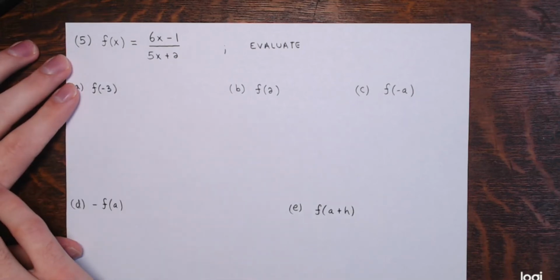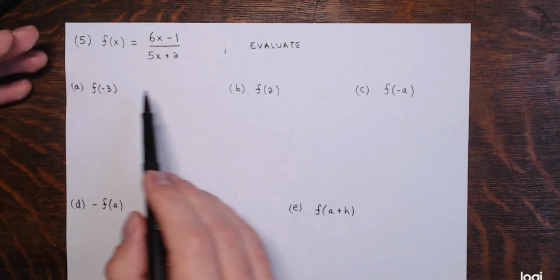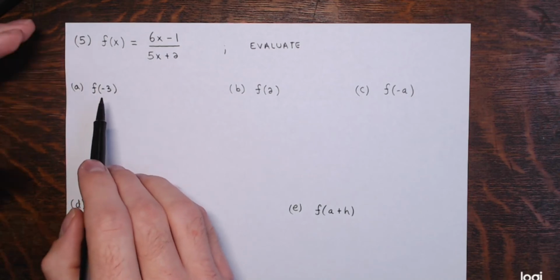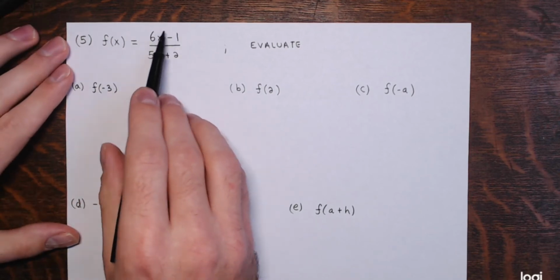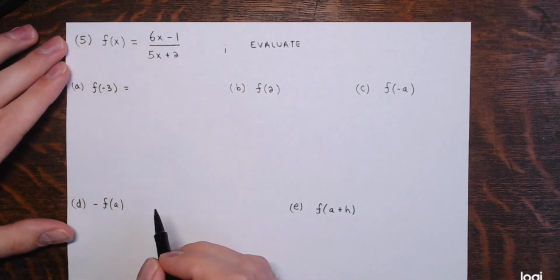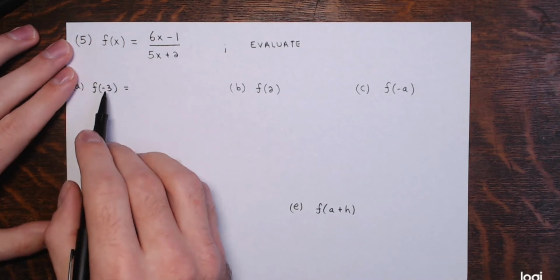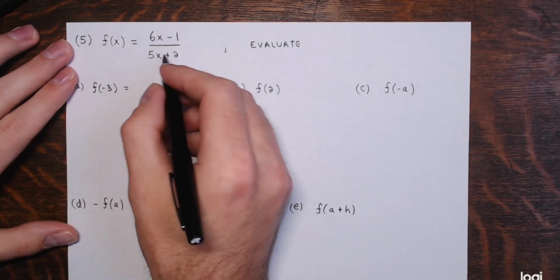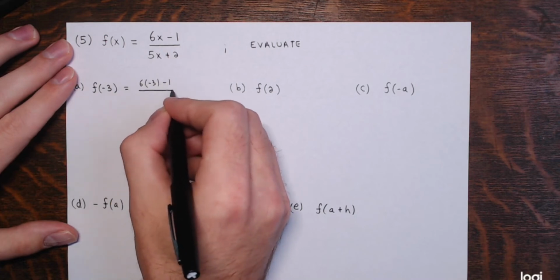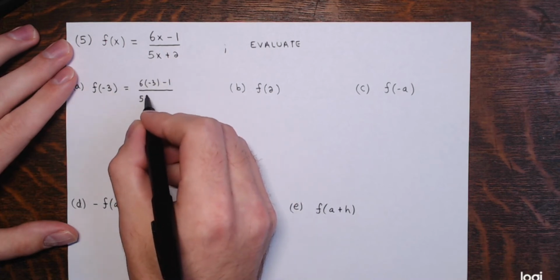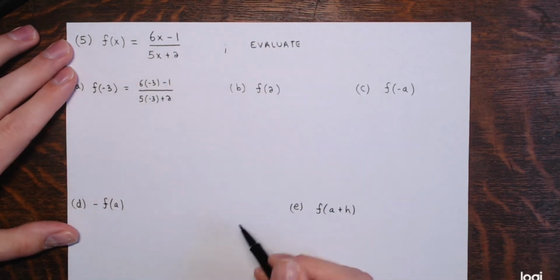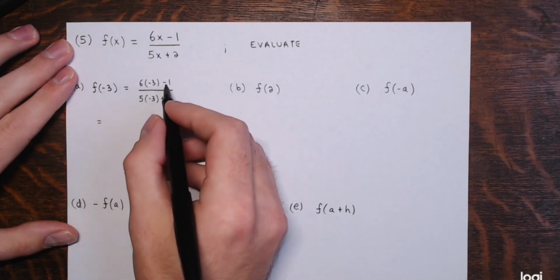All right, so what's same stuff? It's the same 5 things, right? But obviously we'll get different results because this is definitely a different rule than the last one. All right, so what's f of negative 3? So my input is negative 3. So I'm just going through this rule here, and we take 6 times negative 3 minus 1 in the numerator, divided by, and then 5 times negative 3 plus 2 in the denominator, just replacing all the x's with negative 3.